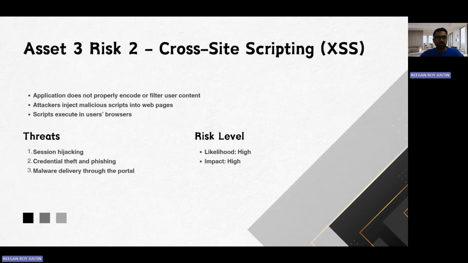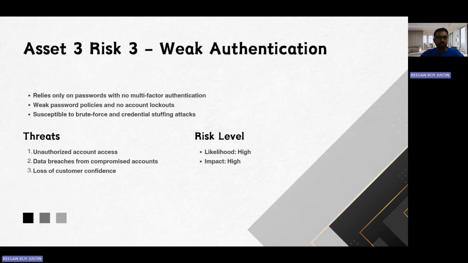Next, we'll be moving to our risk tree, which involves weak authentication controls. The portal relies only on passwords without enforcing multi-factor authentication or strong password rules. There are no account lockouts or rate limits on login attempts. This makes brute force attacks and credential stuffing much easier. Attackers can keep trying passwords until they succeed or reuse credentials leaked in other breaches.